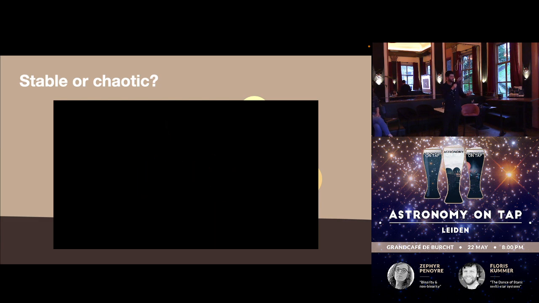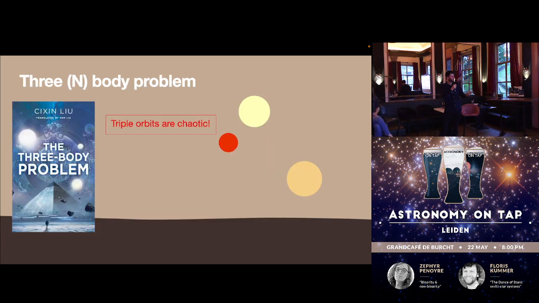So indeed, triple orbits are chaotic and unpredictable. This is often referred to as the three-body problem. If you're into science fiction books, I can really recommend this book. It's very fun. And it's sometimes also called the n-body problem, as it applies to any system with 3 or more stars or bodies. And just in very short, the reason why these orbits are chaotic is because in a triple system, each star feels the gravitational pull of 2 stars at the same time.